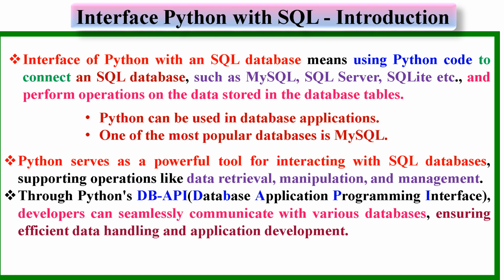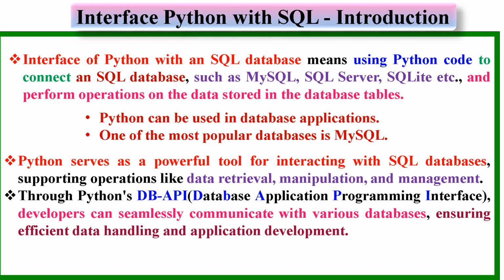Now, in this video, we are going to learn about interface of Python with an SQL database. So, interface of Python with an SQL database means using Python code to connect an SQL database, such as MySQL, SQL Server, SQLite, etc., and perform operations on the data stored in the database tables. Python can be used in database applications. One of the most popular databases is MySQL. Python serves as a powerful tool for interacting with SQL databases, supporting operations like data retrieval, manipulation, and management.